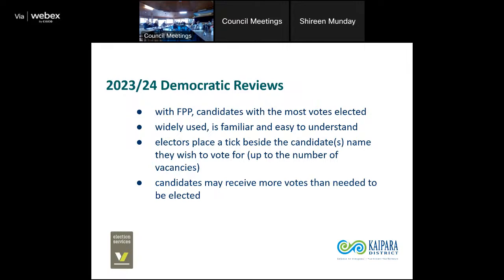And candidates may receive more votes than they needed to be elected. So the difference is that you can get a majority with FPP. With STV, any votes in excess of what you need actually get transferred to your next preference candidate.